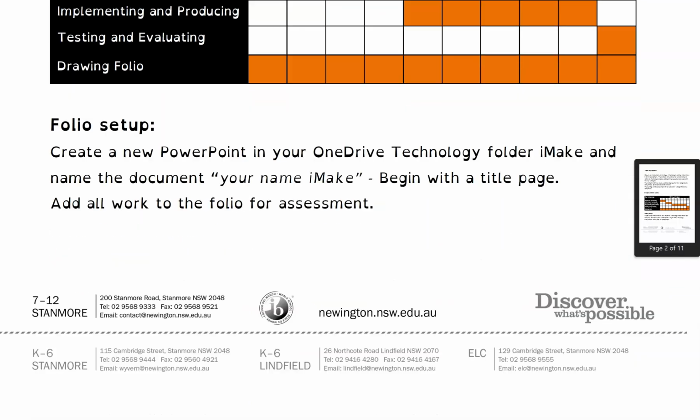We've got a folio set up, so creating a PowerPoint in your OneDrive, we're going to have a technology folder, and you're going to name the document with your name, iMake, and you need to begin with a title page. And it's really, really important that you add all your work to the folio for assessment.